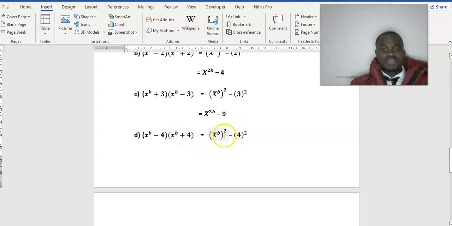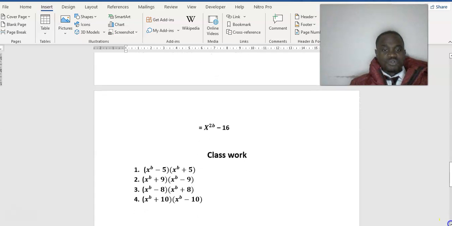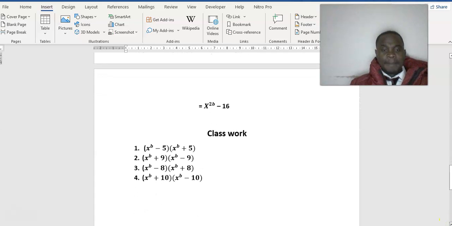Okay. Then x to the power b minus 4, x to the power b plus 4. What is it going to give us? x to the power b squared minus 4 squared. So this is going to give us x^2b minus 16. I want you to do this work for me, this homework. I wish you all the best. Bye.